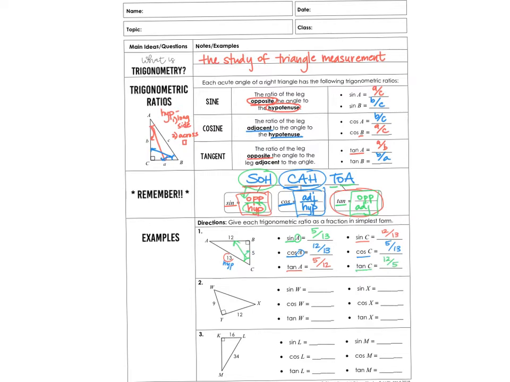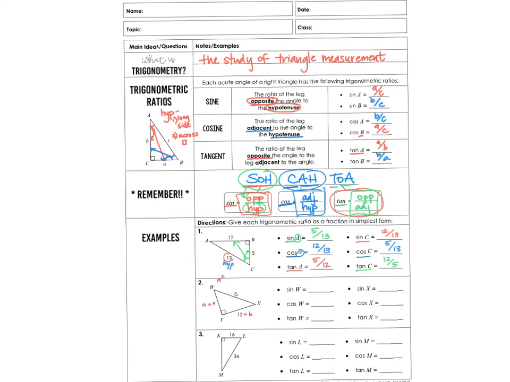Okay, so let's look at number 2. This does not give us the hypotenuse. Last week we learned how to find the hypotenuse by the Pythagorean theorem, so you should recognize that and be able to do that. So let's do the Pythagorean theorem. This is our C, because it's our hypotenuse, so we can make this A and we'll make this B.